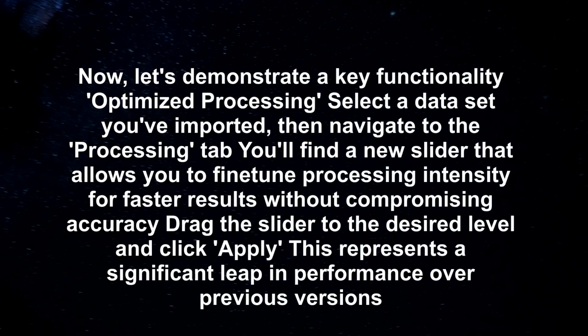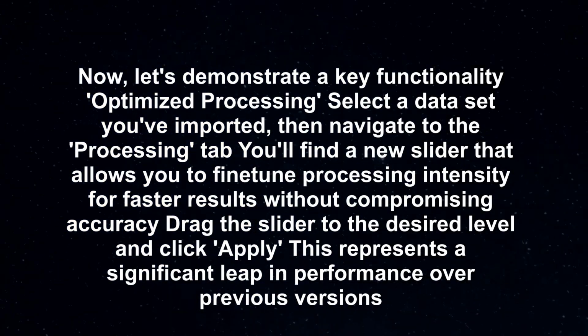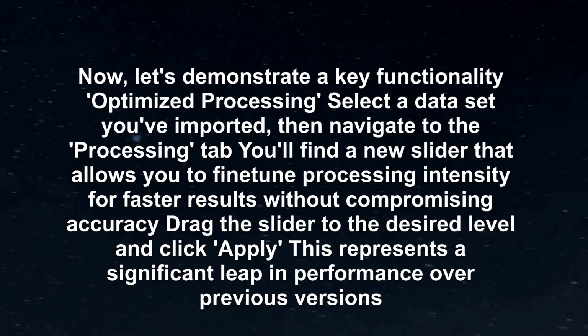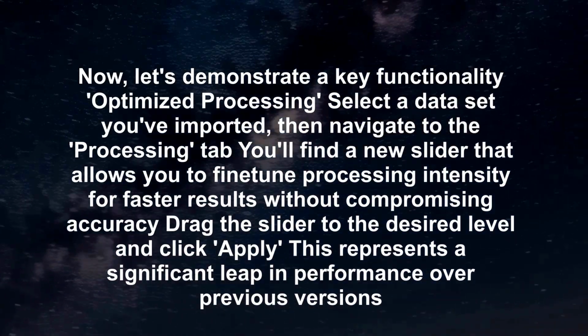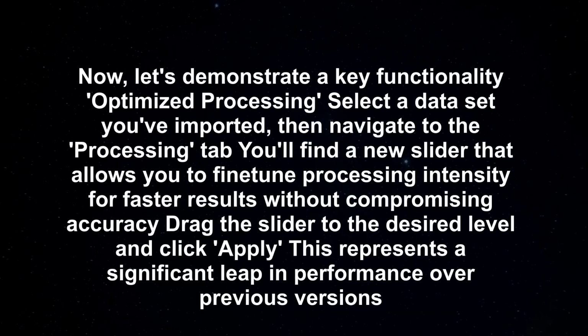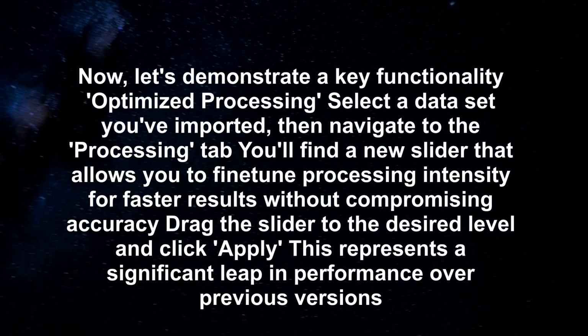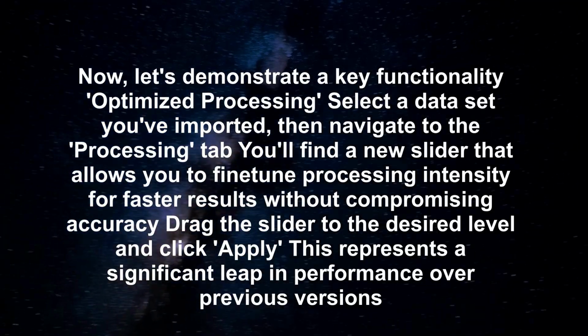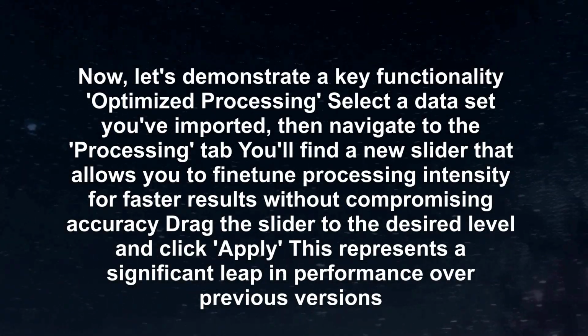Now, let's demonstrate a key functionality: optimized processing. Select a data set you've imported, then navigate to the Processing tab. You'll find a new slider that allows you to fine-tune processing intensity for faster results. Without compromising accuracy, drag the slider to the desired level and click Apply. This represents a significant leap in performance over previous versions.